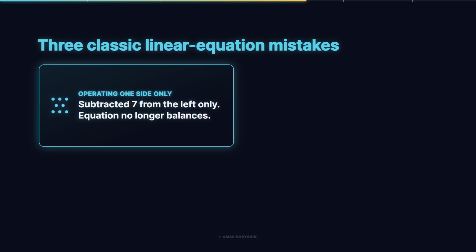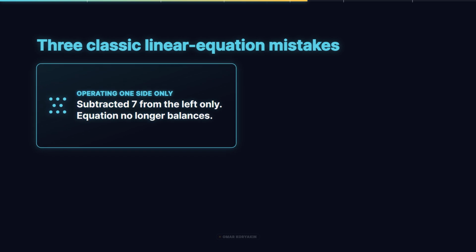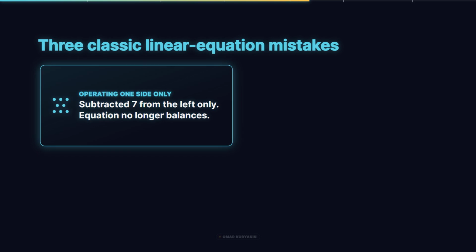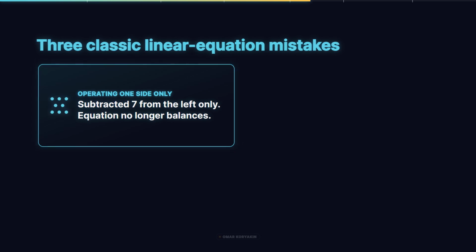The fix is to make the both sides language explicit in your written work. Write -7 below both sides of the equation, or write the operation in the margin with arrows pointing to both sides.